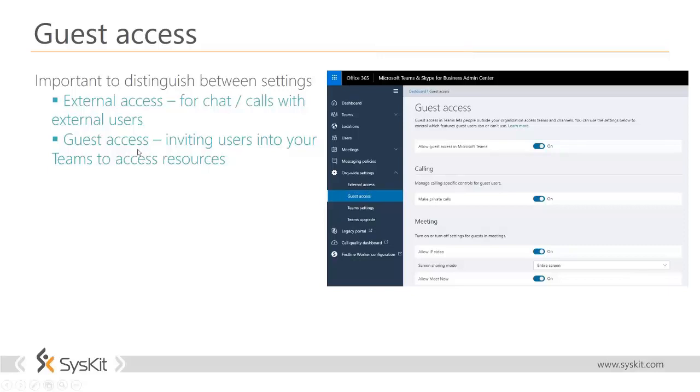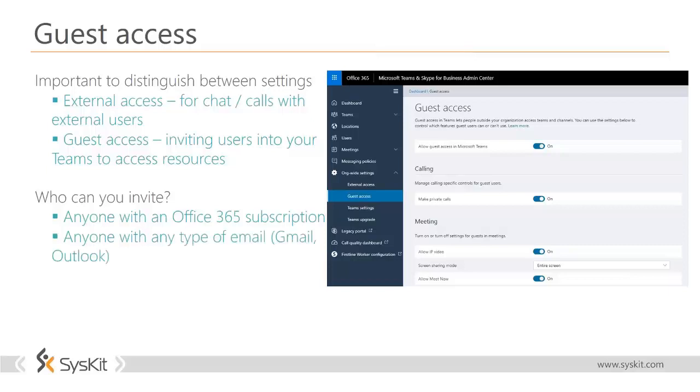But if you want to enable guest access, that's a lot more than external access, because guests actually become members of your teams. You're inviting them to access all the resources inside Teams, including files, chat and channels. Then you have to enable guest access inside the Microsoft Teams admin center. And who can you invite? Basically, you can invite anyone with an Office 365 subscription, but also pretty much anyone with any type of email. And that's pretty cool.